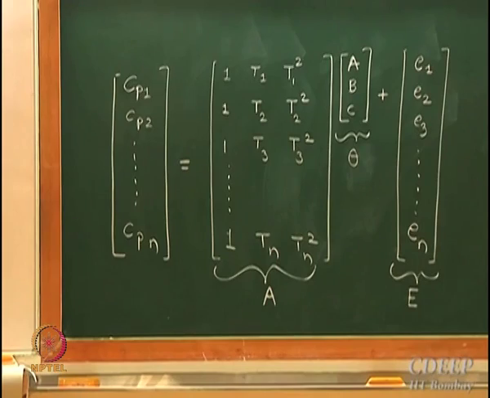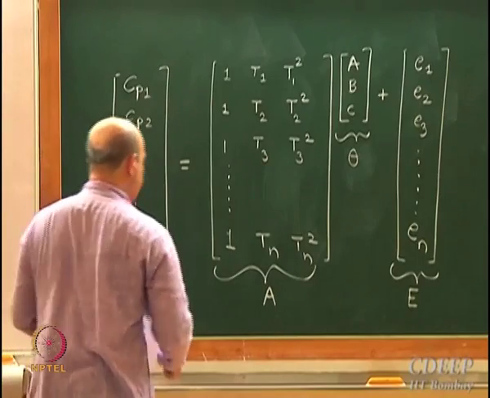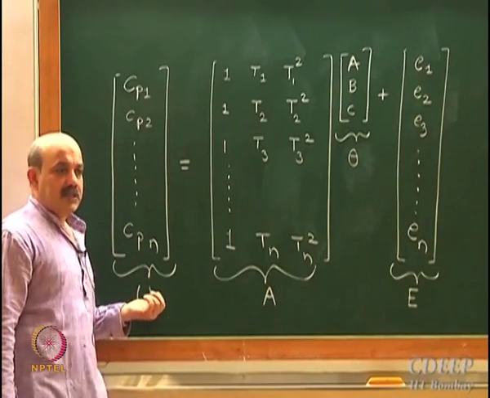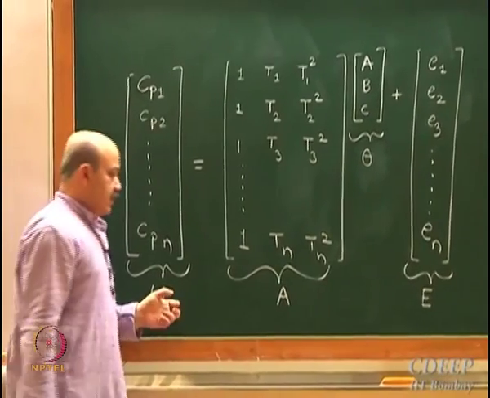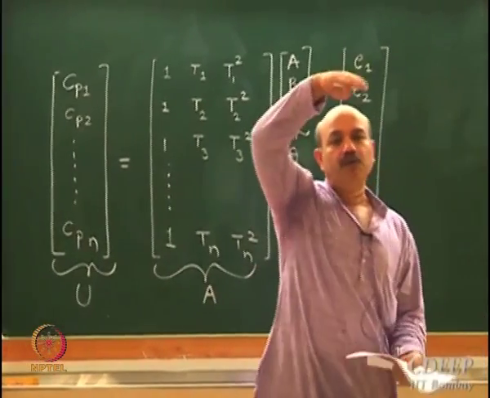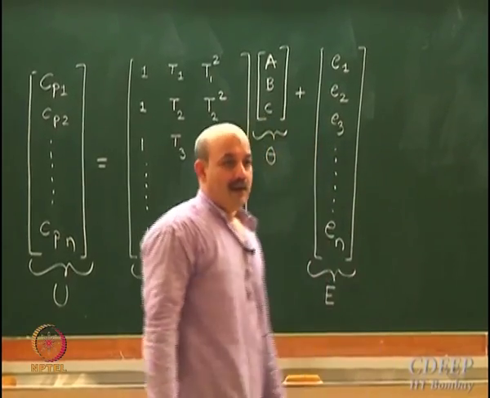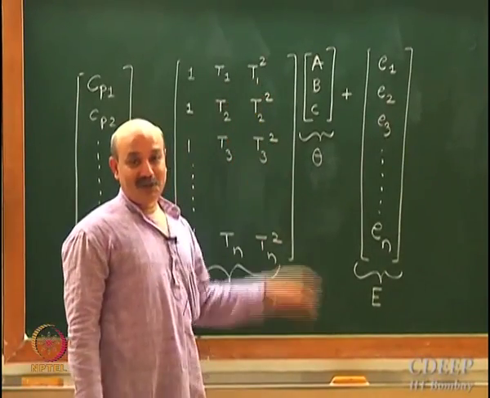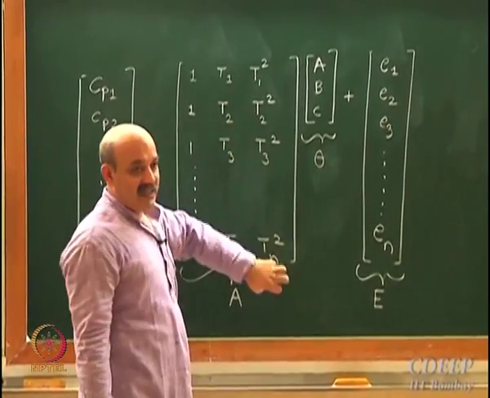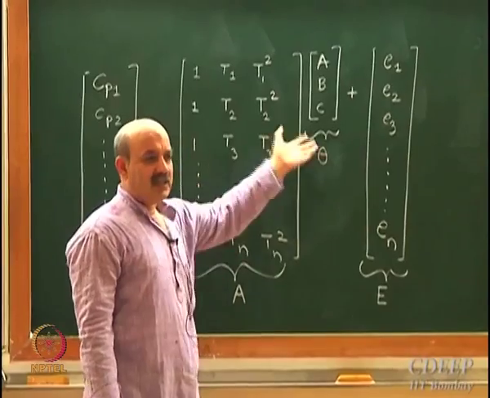Okay. So this particular vector, I'm going to call capital U. This is A, this is theta, this is E. My large number of linear equations, which are these linear equations? There is T1 square, T2 square; they are known. I have taken measurements of temperature, T1, T2, T3, Tn are known. I can compute this. So these will be just columns of a matrix with some numbers. So this is a linear matrix equation.